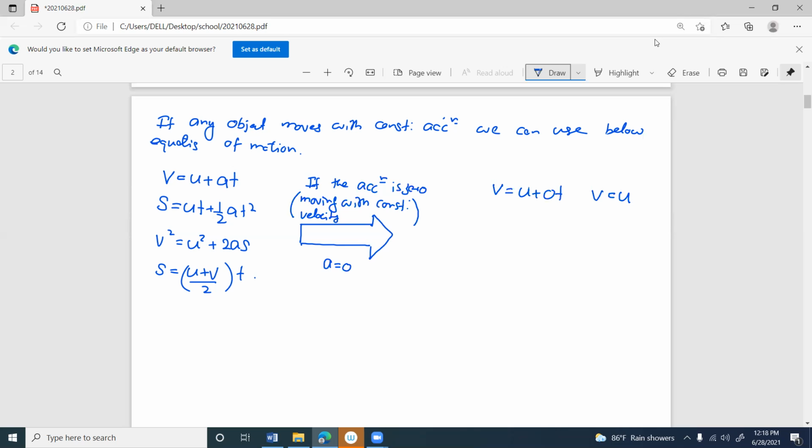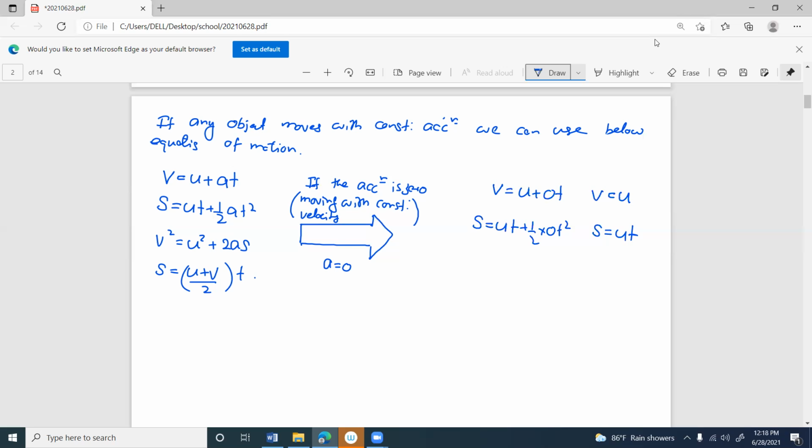Right. Second one, s equals ut plus half into 0 into t squared. Then what happened? s equals ut. Distance equals velocity into time. Displacement equals velocity into time. So it's obvious, right? So you can use this.